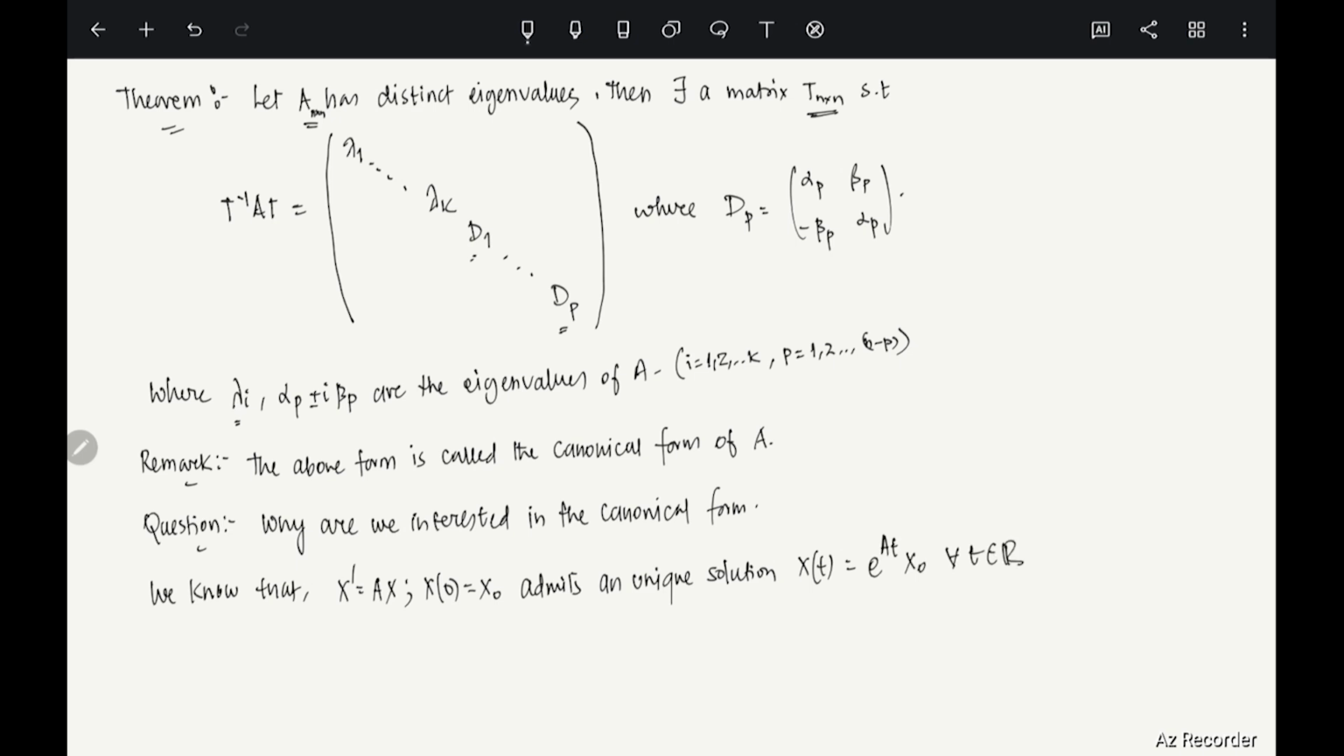Now if we want to explicitly calculate what the unique solution is, if we can calculate e power At, then you just multiply it by the vector x naught and we are done. So how do you calculate e power At? That's the question: how to calculate the exponential e power At.